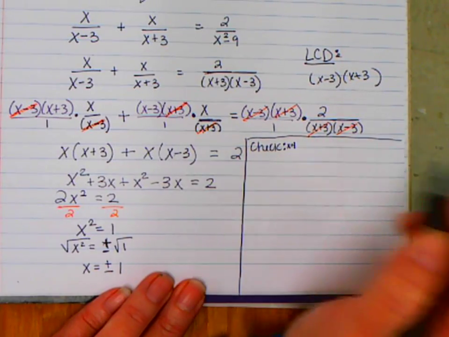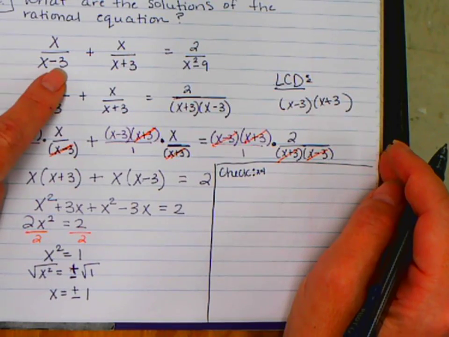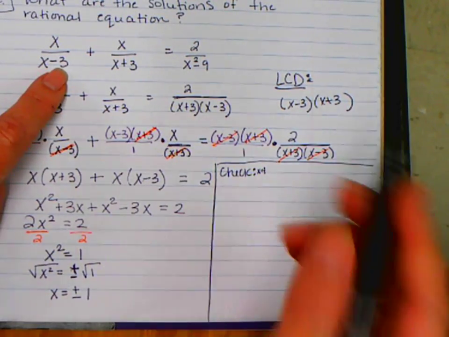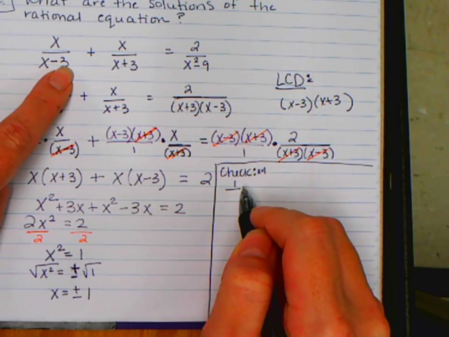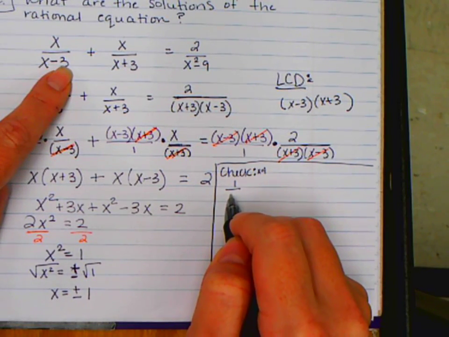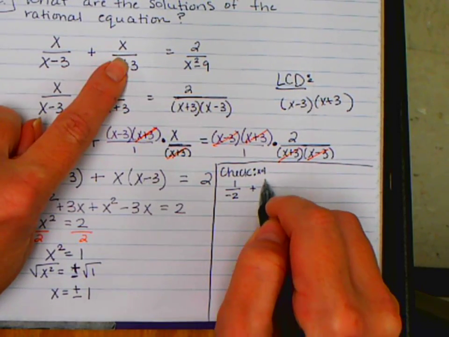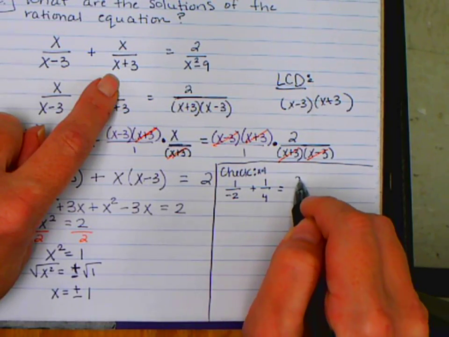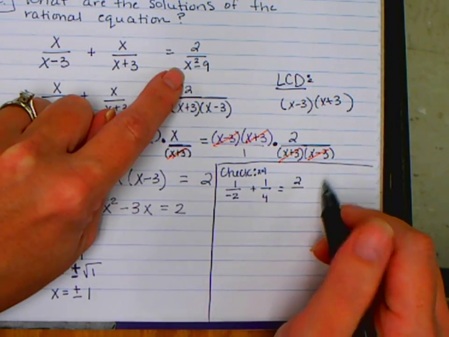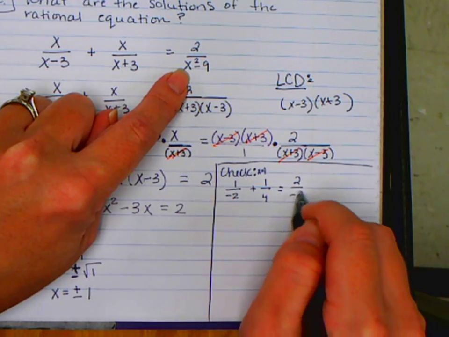X equals 1. So I'm going to plug that in to my original equation. Wherever I see an x, I'm going to plug in a 1. So that's 1 over, what's 1 minus 3? Negative 2, plus 1 over 1 plus 3, which is 4, equals 2 over, what is 1 squared? And 1 minus 9? Negative 8.